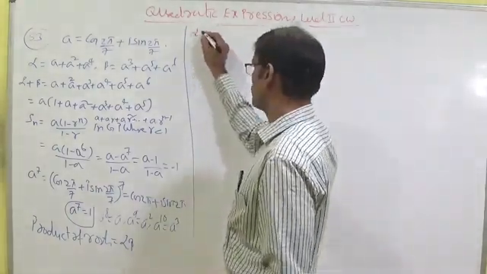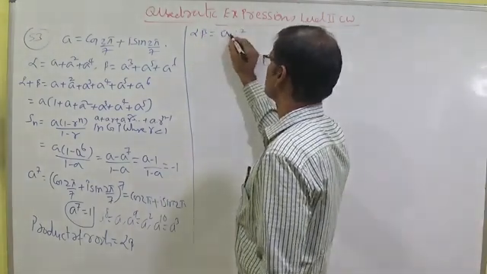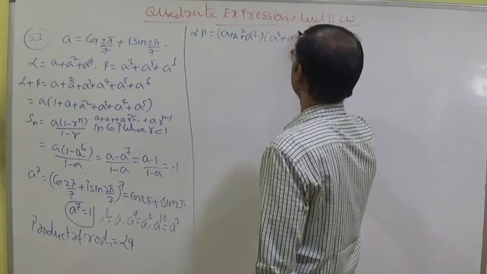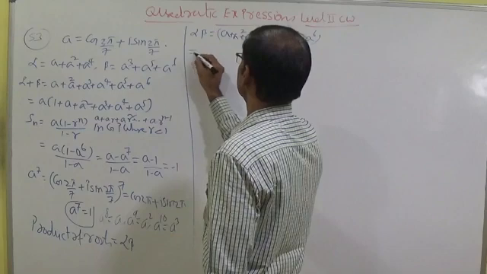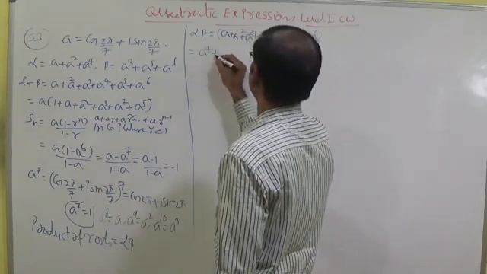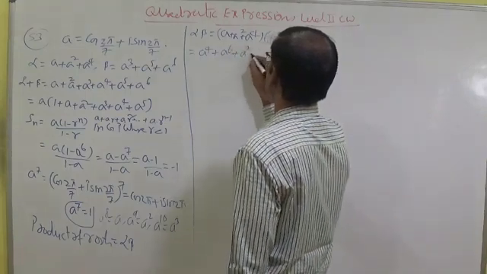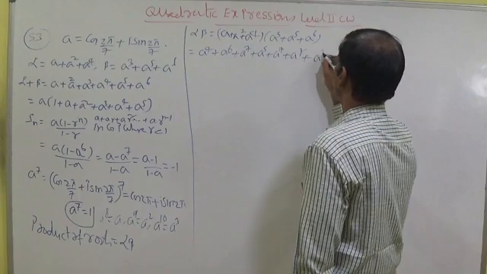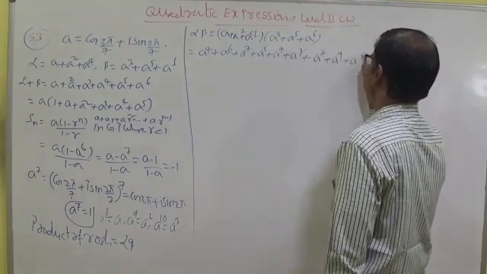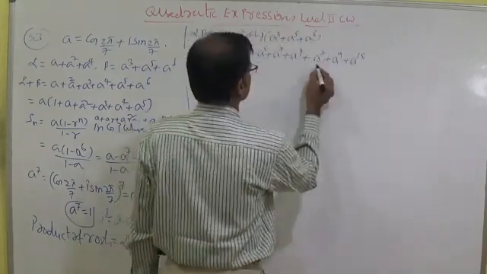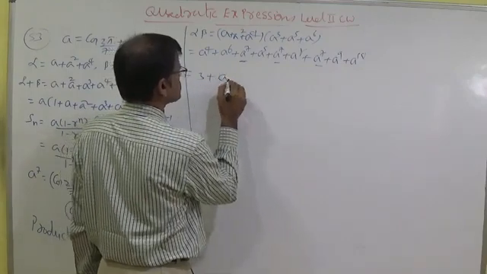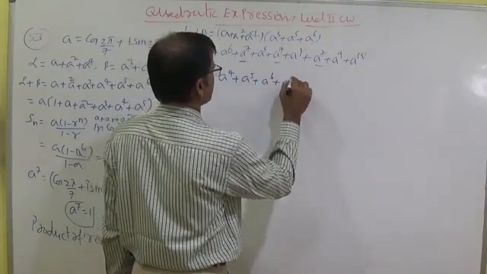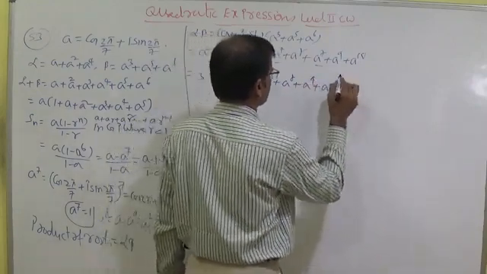Now product of roots alpha beta is equal to (a plus a square plus a power 4) times (a cube plus a power 5 plus a power 6). Multiplying, we get a power 4 plus a power 6 plus a power 7 plus a power 5 plus a power 7 plus a power 8 plus a power 7 plus a power 9 plus a power 10. Now you can understand a power 7, 3 terms are there. That is equal to 3 plus a power 4 plus a power 5 plus a power 6 plus a power 8 plus a power 9 plus a power 10.